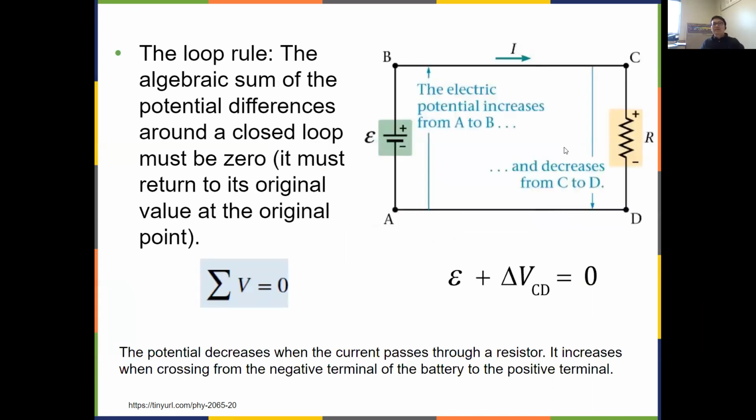The loop rule says the algebraic sum of the potential differences around a closed loop must equal 0. You start from point A and come back to point A, so there's no change of location, and the potential should not change. That means the summation of the potential across each element you encounter should add up to 0. If you have just two elements, a battery and a resistor, then across this one plus that one equals 0. Now, if you apply the loop rule, you need the direction of the current and then the direction of the loop.